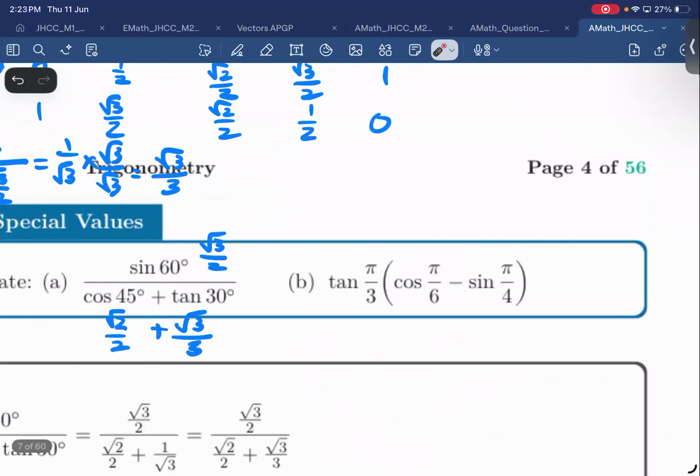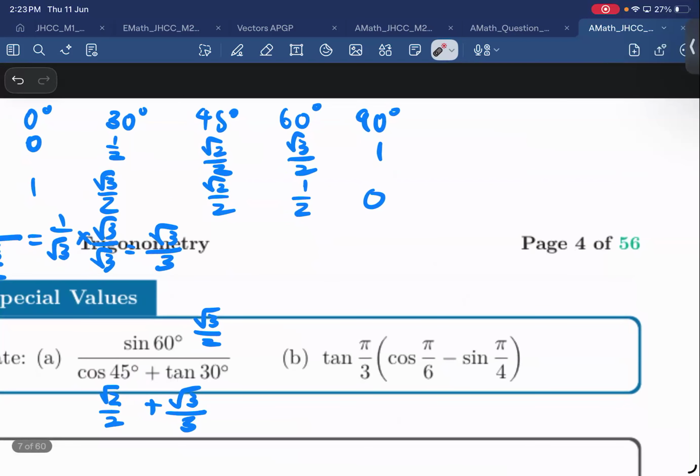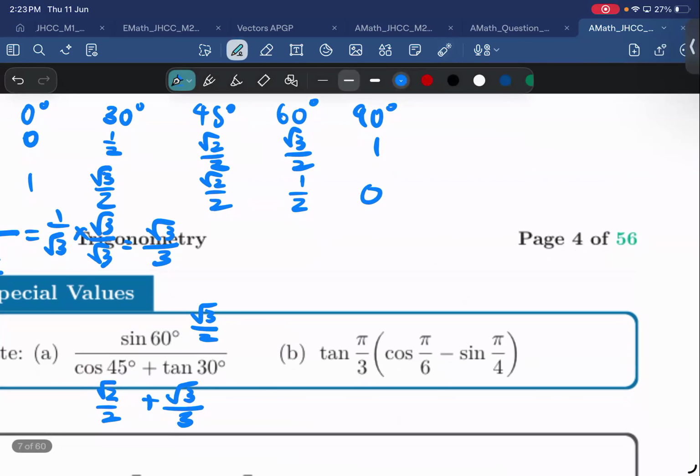Okay, then now look at part B. Part B is now in radians, but don't be too afraid of working in radians. We know that pi radians is 180 degrees, right? So pi over 3 means 60 degrees. Hopefully you can see that. So pi over 3 is 60 degrees. Therefore we want to find tangent of 60 degrees.